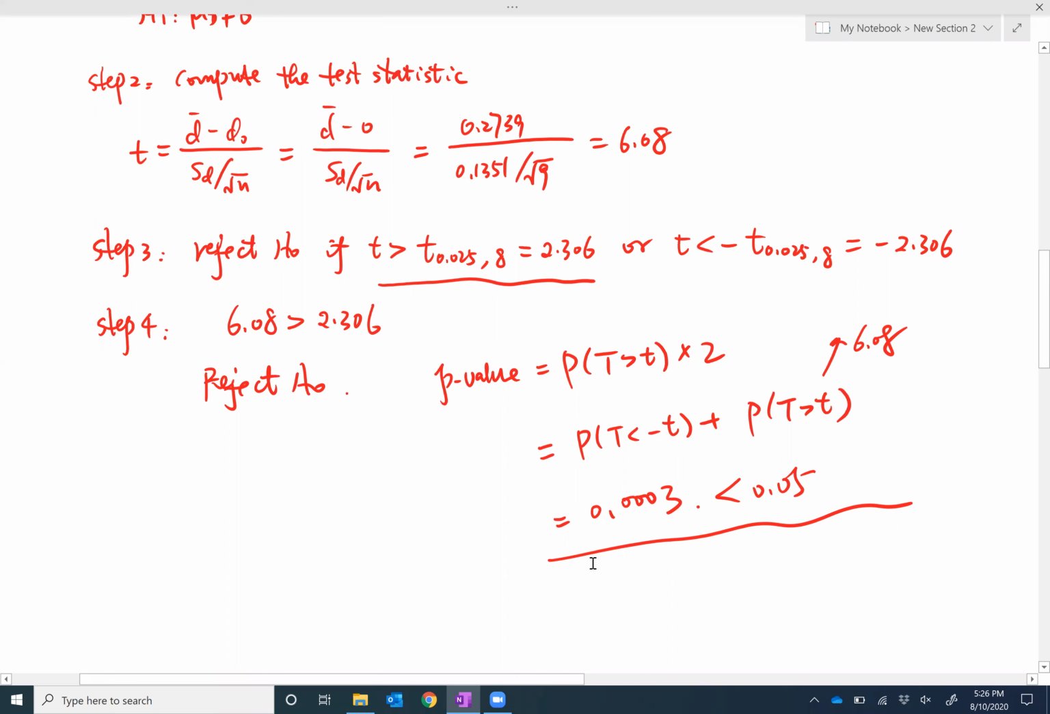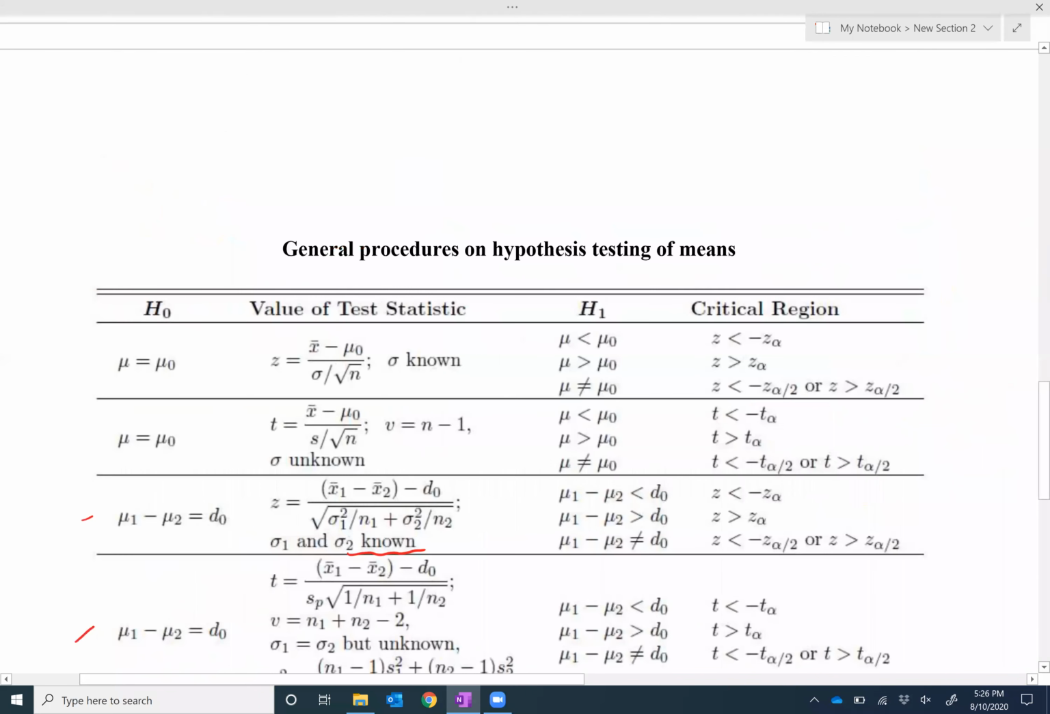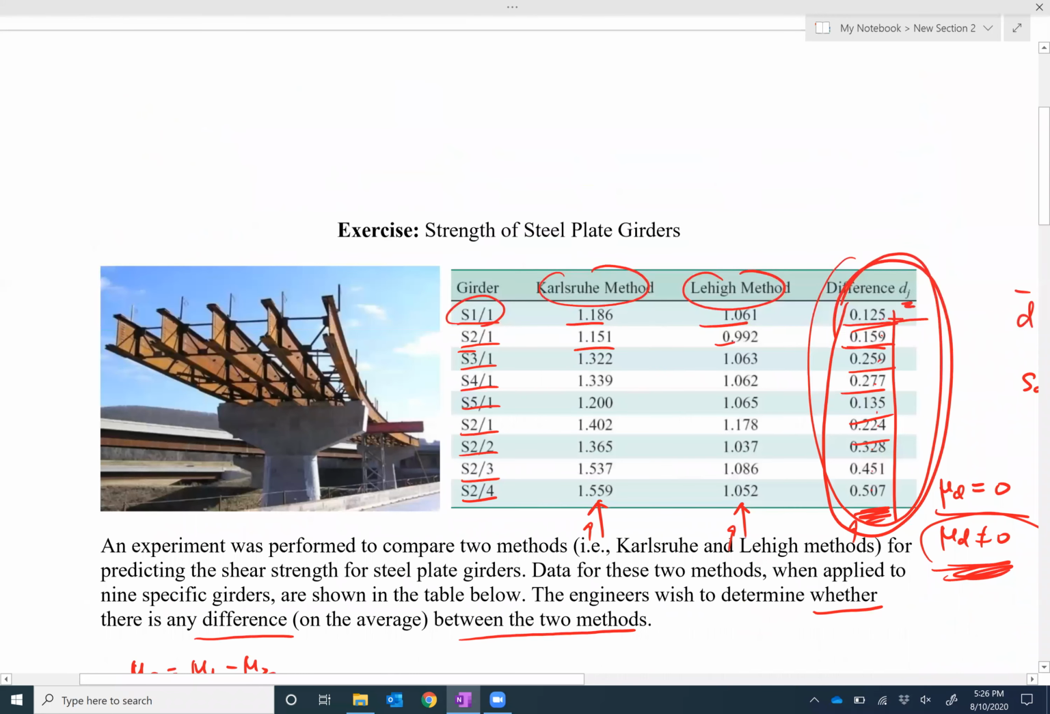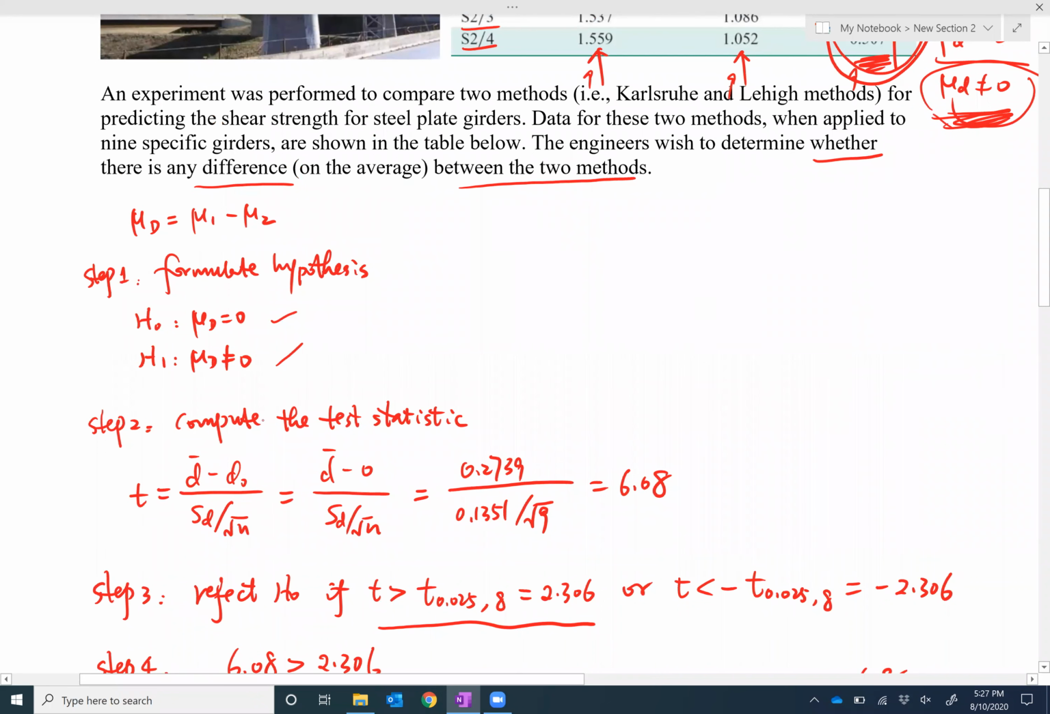So this is a paired comparison test. That means you have 2 methods applied to the same object, and then you get the difference. So this is called a paired test. And then you want to test whether the difference mean equals 0 or doesn't equal 0. If it doesn't equal 0, then there's a big difference between these 2 methods. And as we tested, we reject this H naught, there's a big difference.